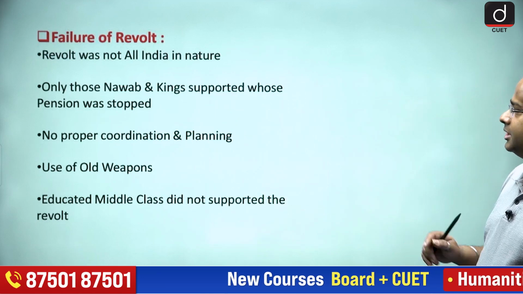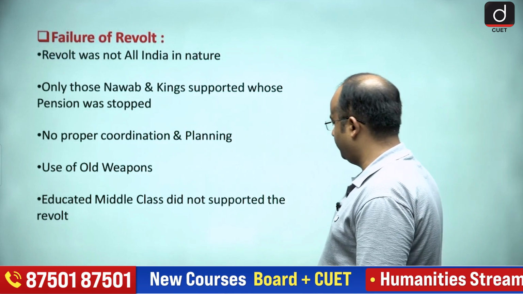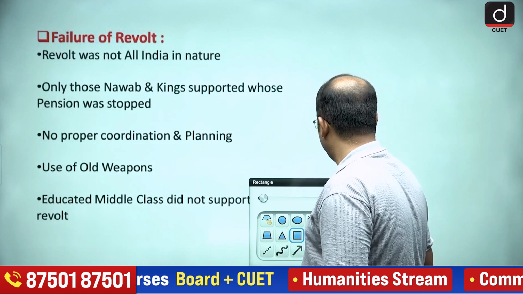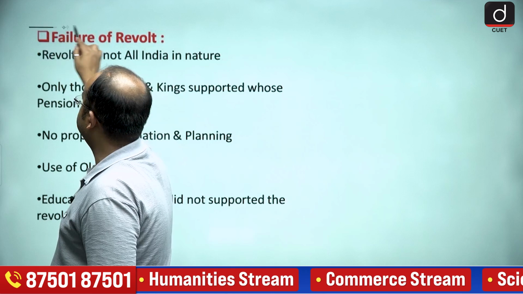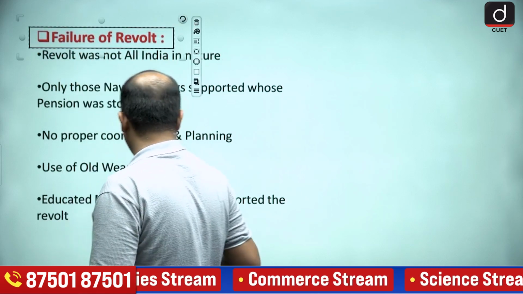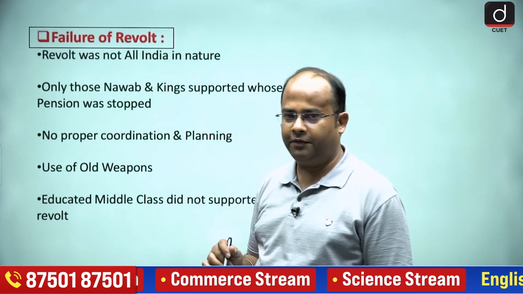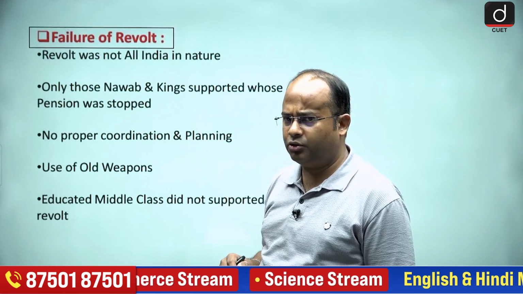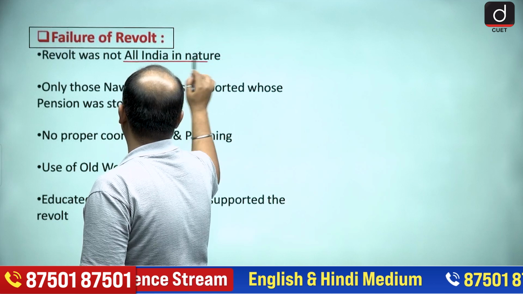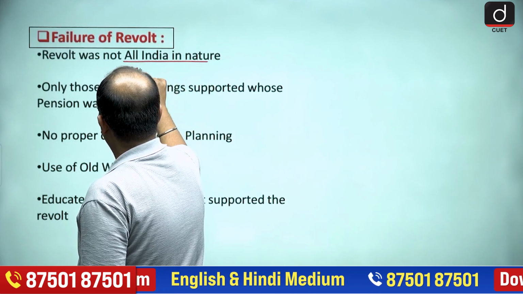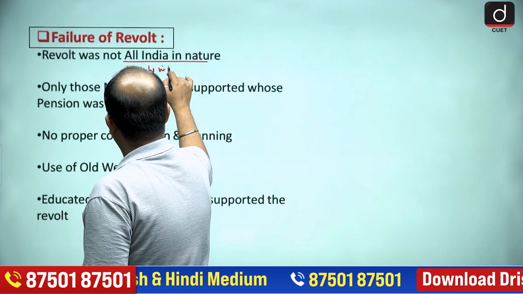Now let's discuss the failure of the revolt. So we all know that the revolt of 1857 failed. Now, why did the revolt of 1857 fail? What were the reasons for the failure of the revolt of 1857? So, we will inquire into those reasons as well. First of all, guys, the revolt was not all India in nature. It was mainly in North India.